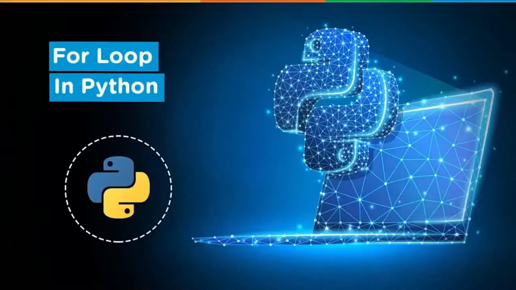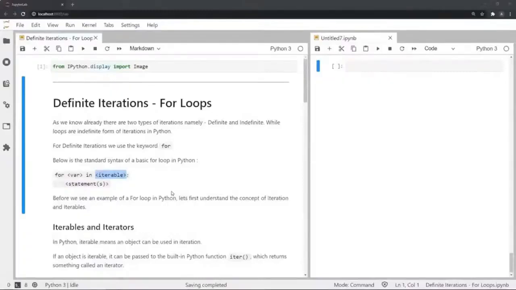In this video, we will be covering the topic of definite iterations using for loops in Python. Starting off, we know that there are two types of iterations in programming, definite and indefinite. We have already covered indefinite iterations in the form of while loops. Definite iterations, on the other hand, are done using the keyword for, and the standard syntax for a basic for loop in Python is as you can see over here.